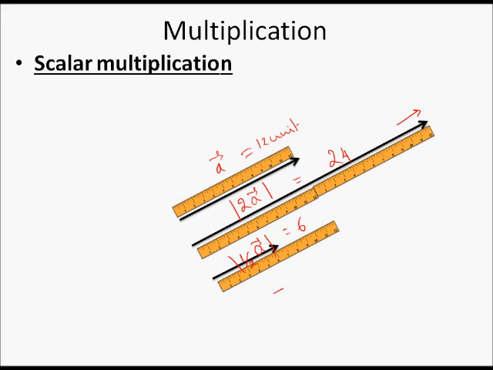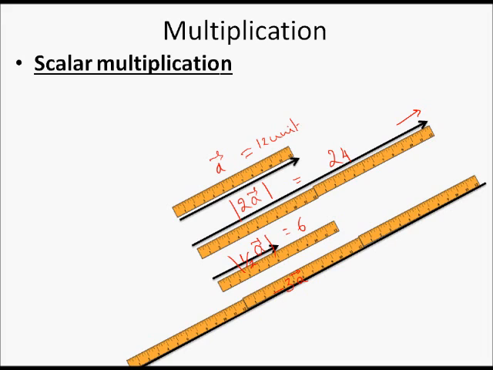Now what happens if I multiply by a negative number, say negative 3? Obviously the direction changes, but the magnitude is the same as if you had multiplied by a positive number. There are 3 units of the original one, which is now 36 units. So negative 3A and 3A have the same magnitude, but they are in opposite directions. You can multiply a vector A by a scalar, and this scalar can be any real number.